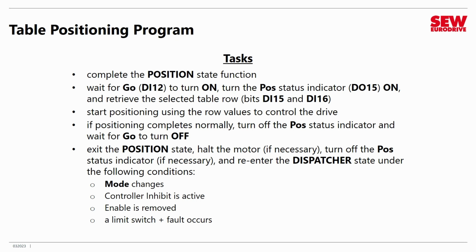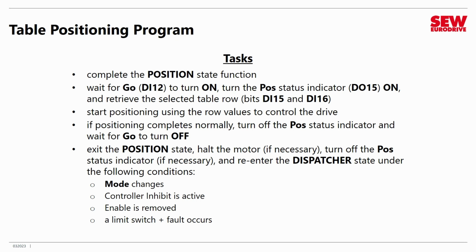If positioning does complete normally, you want to stay in the position function. You could pick another row and then trigger the go bit again. However, you can exit the position state, and you can do it under a variety of conditions, but here's what should happen when you request exiting the position state. The motor, if it's running, should be halted.